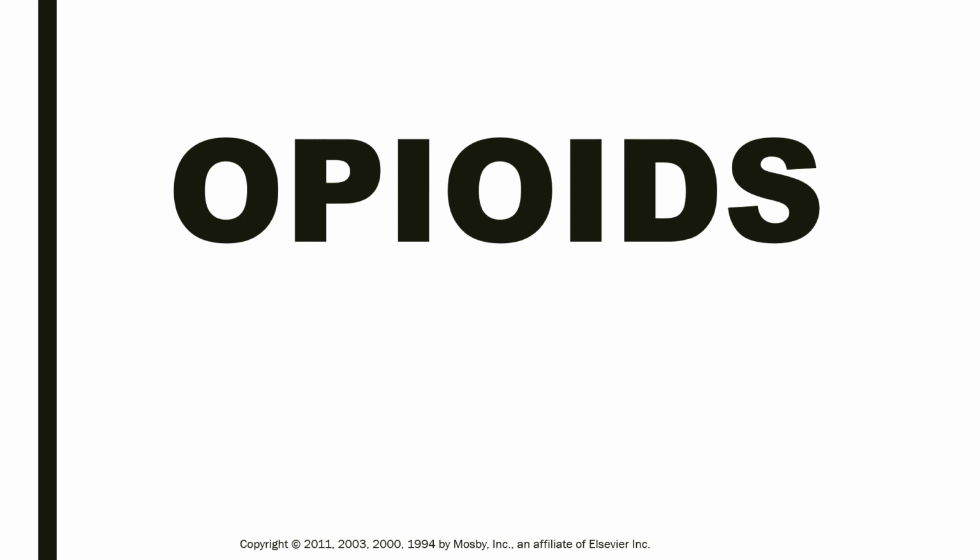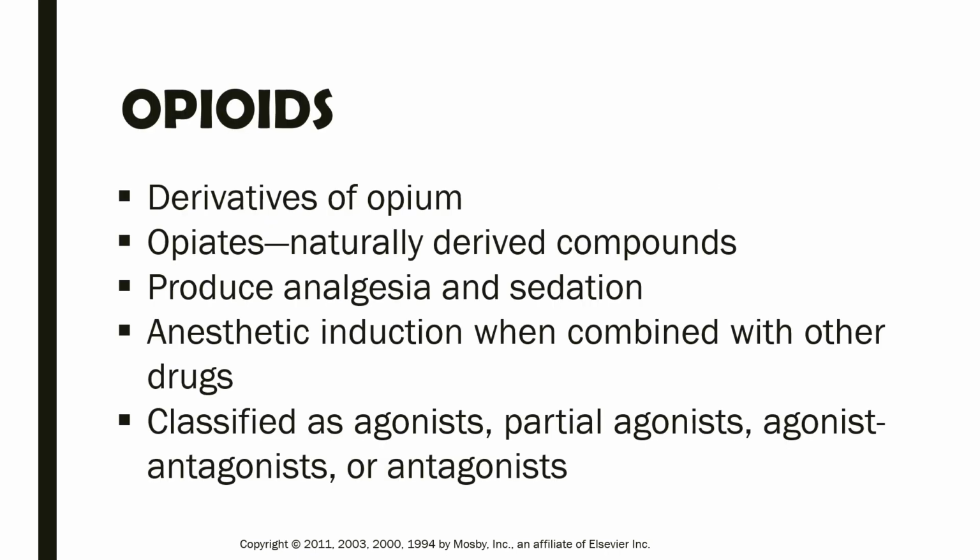So the opioids are one of the agents that is commonly used as a preanesthetic agent, and it is mainly indicated for its analgesic property. Actually, opioids are derivatives of opium.